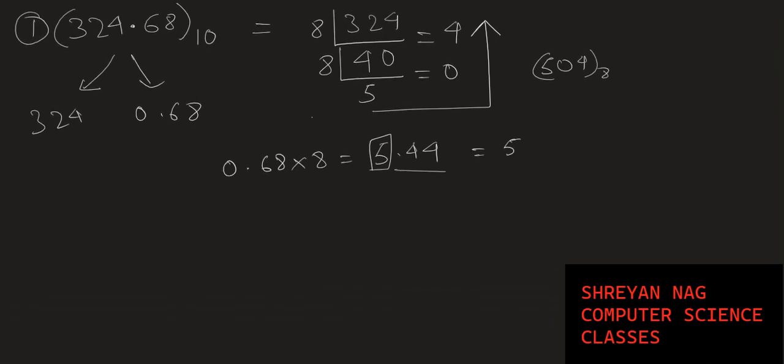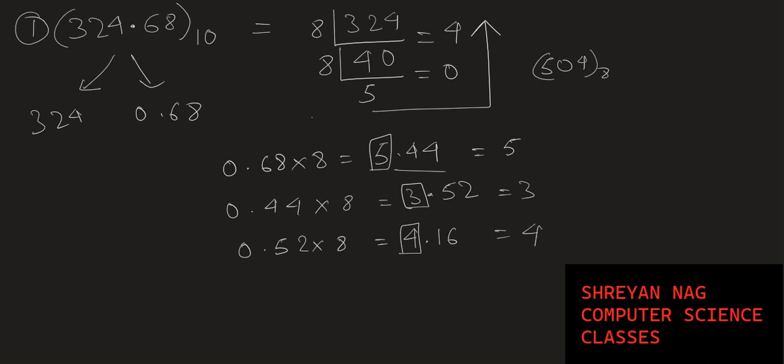So the rest of the part, 0.44 into 8. So 0.44 into 8 is 3.52. Take out this part and place it here. 0.52 into 8 is 4.16. So this is 4. 0.16 into 8 is 1.28.